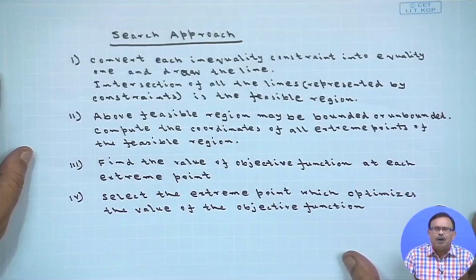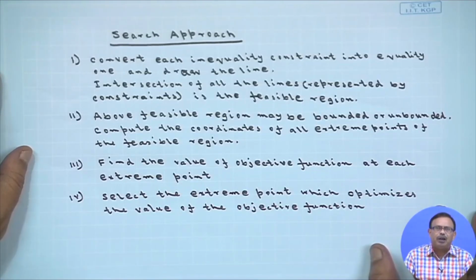The intersection of all the lines will give you the feasible region. As we have told, the intersection of these hyperplanes, these open half spaces, will give you the feasible region. The feasible region may be bounded, may not be bounded. Compute the coordinates of all extreme points of the feasible region. So, the second step is to find the extreme points of the feasible region.